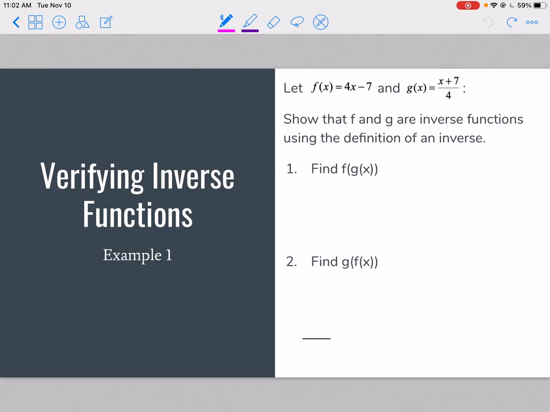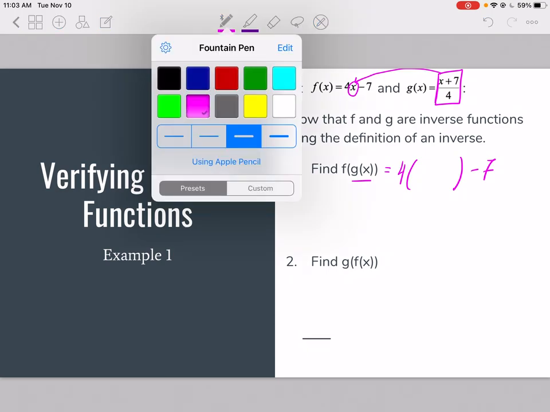We'll start with f of g of x. So we're going to plug this in to function f here. Okay, so we get 4 times this whole thing minus 7. Sometimes I like to just put parentheses where the x should be and finish writing the rest of the equation first. That way I make sure I'm not leaving anything out.